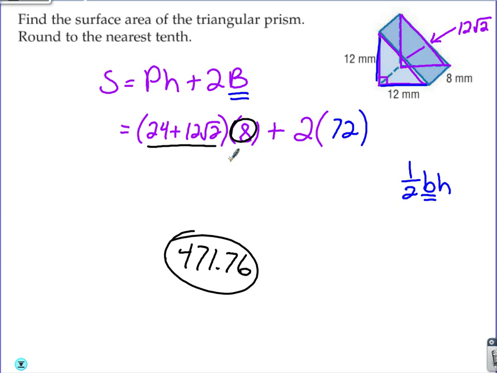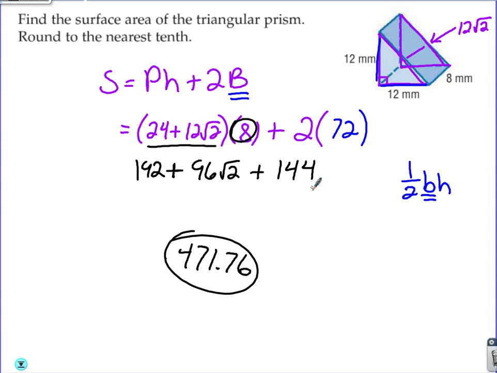What are we going to do with 8? What property? Distributive. 8 times both of them. 8 times 24 is 192. 8 times 12 root 2. How do you multiply 8 times 12 root 2? Just 8 times 12, 96. Leave the root 2. Plus 2 times 72 is 144.